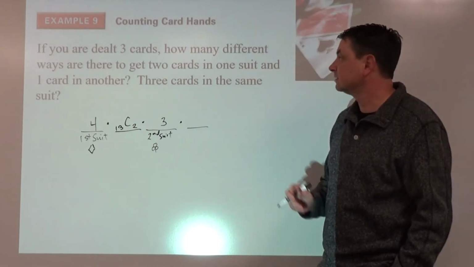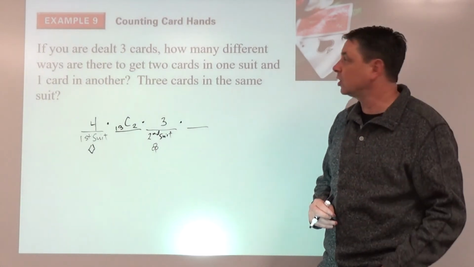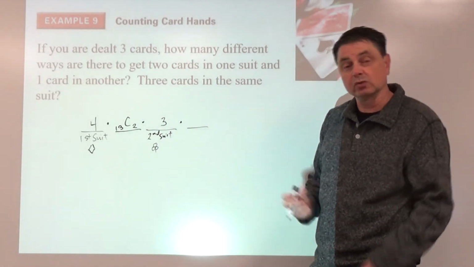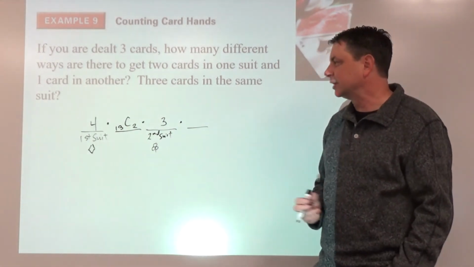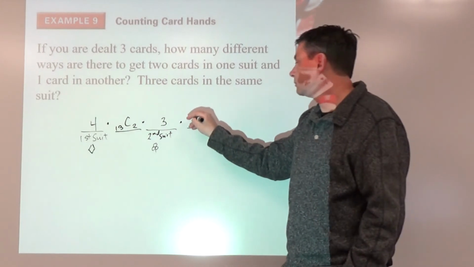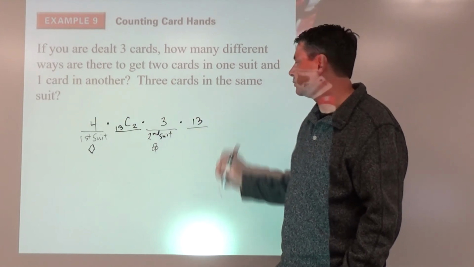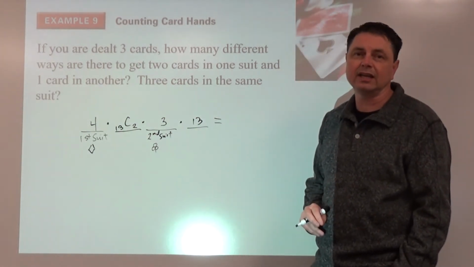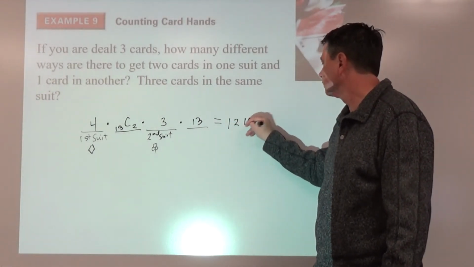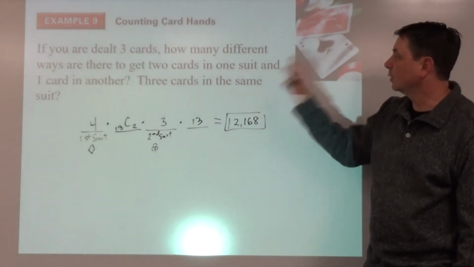Now we need to get the last card. How many choices do we have for that? Since we're only choosing 1 card this time, because we've got 1 card in another suit, we probably don't need to do combinations. We could, it'll work out the same. We probably don't need to. But in those clubs, we could get any of those 13 cards. So we're talking about 4 times 13C2 times 3 times 13. You can do that on a calculator. Run that through. Should be 12,168.